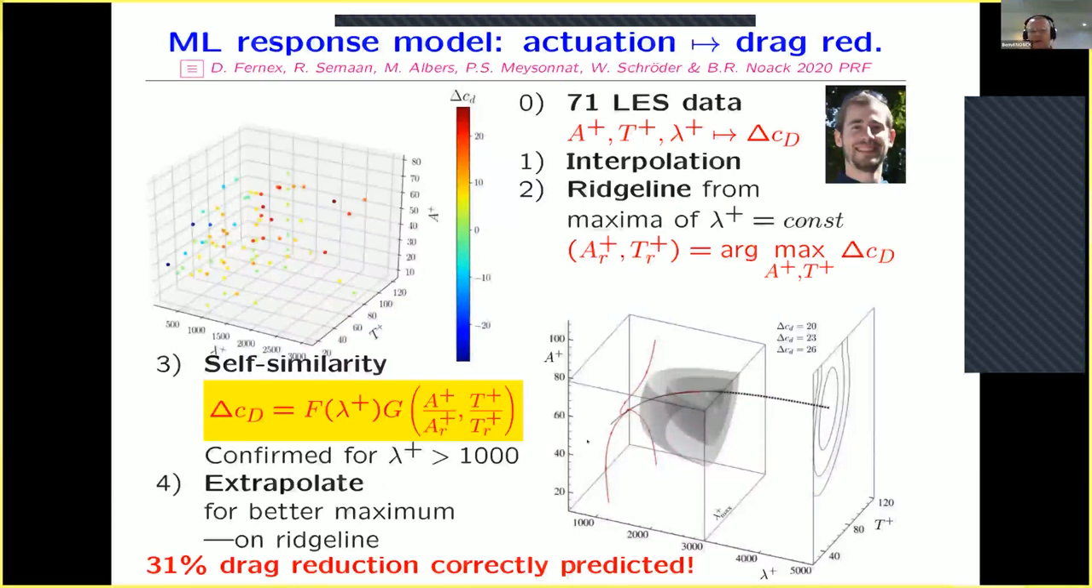And now, in order to find better values, we extrapolate this ridge line. That means we go out of the domain which we have measured, and we predict a period and an amplitude at lambda plus equals 5,000. We predict 31% drag reduction, and this has been found in a large eddy simulation with a promille error. So this is an example of a successful extrapolation, which is rather challenging.